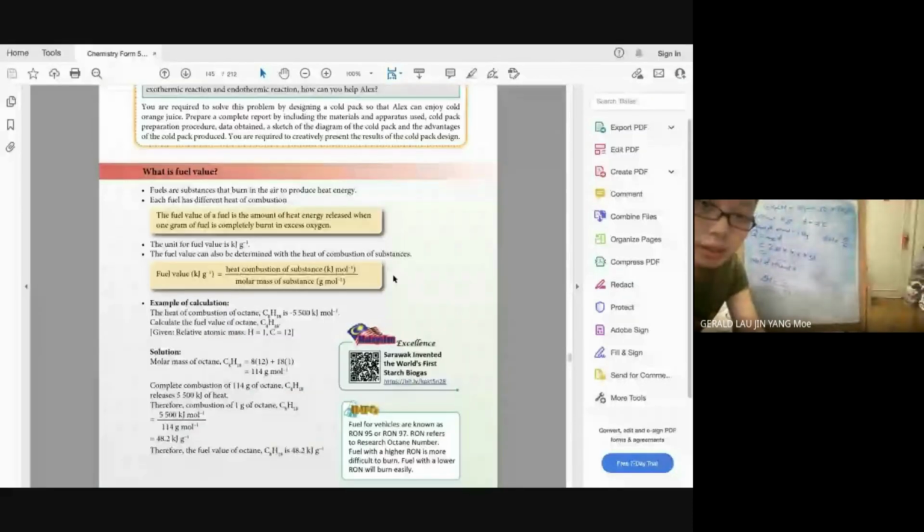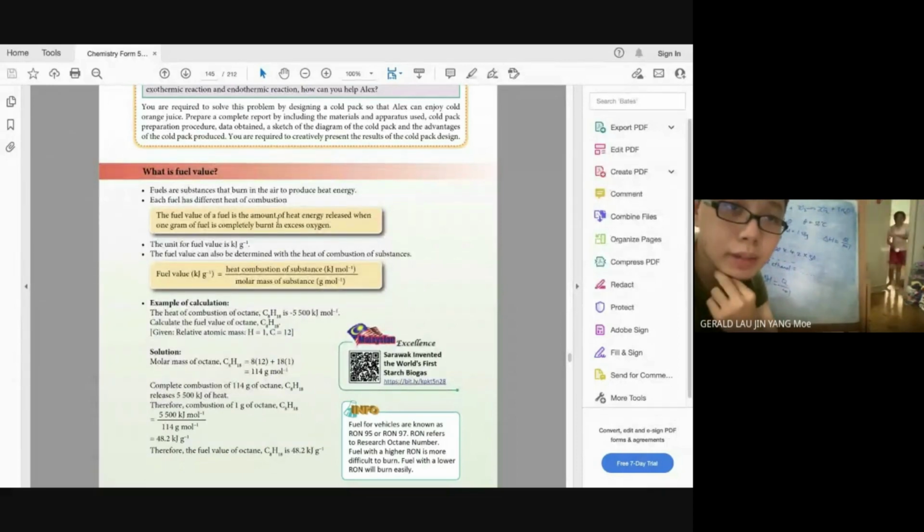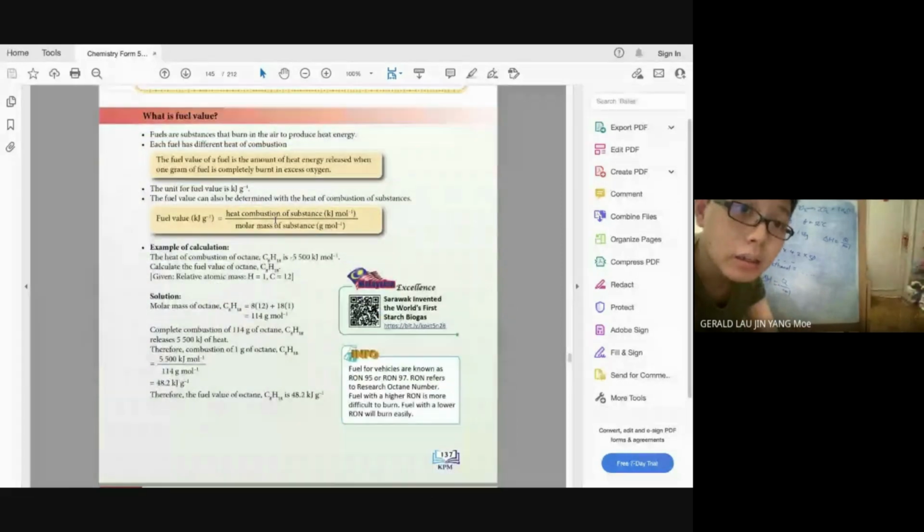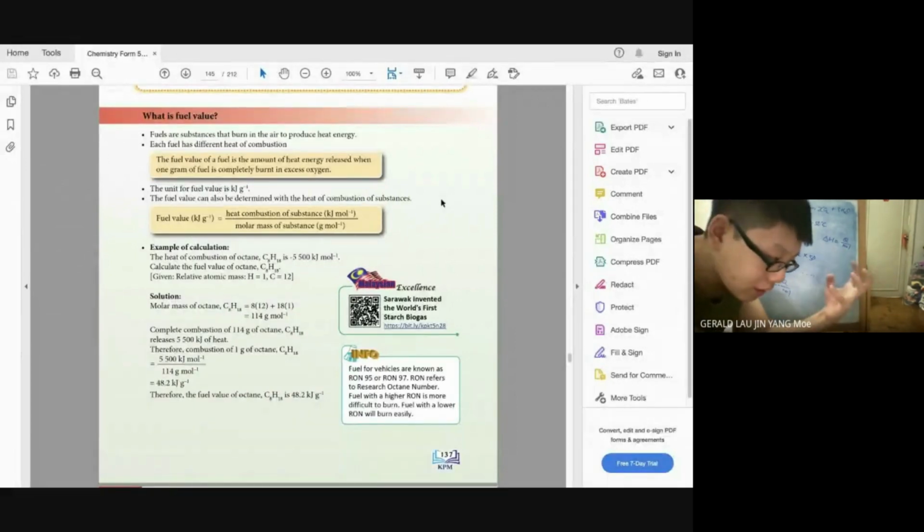Okay, last one, fuel value. What is fuel value? Fuel value is the amount of heat energy released when 1 gram of fuel is completely burned in excess oxygen. Okay, 1 gram of fuel completely burned in excess oxygen. So the unit is kilojoule per gram. That means 1 gram will produce how many kilojoules. So you see the heat of combustion of octane, calculate the fuel value.